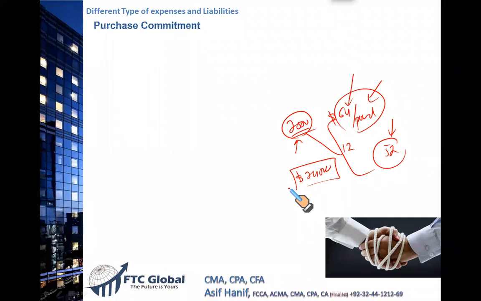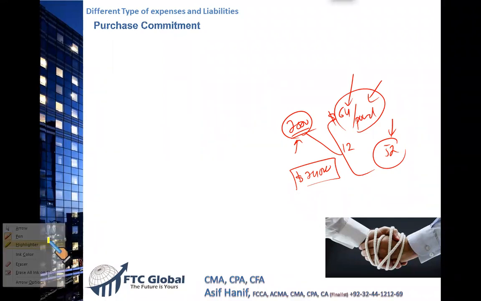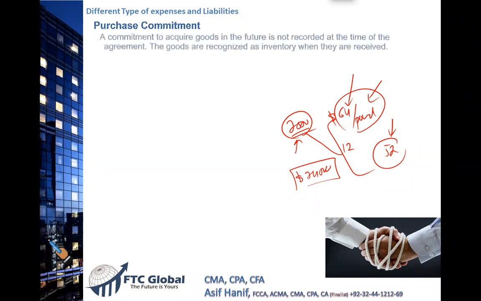Let's overview the theory and then go to an example that will explain the idea. Purchase commitment, as the name suggests, is the commitment that I will purchase a certain quantity at a certain price. It is not recorded. When I made the commitment with Yusuf, I did not make any entry because no goods have been delivered yet. So there is no entry.